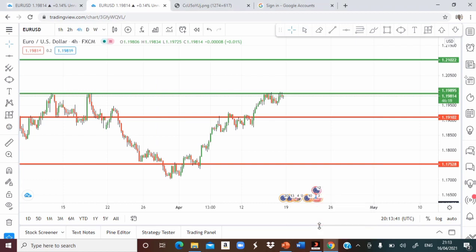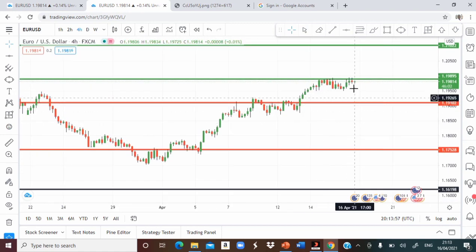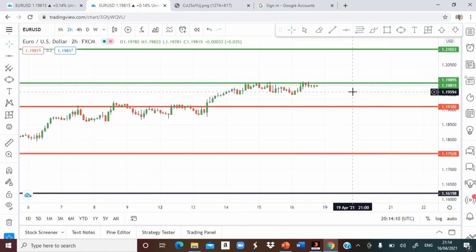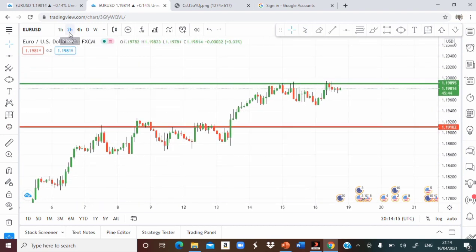Remember when I was talking about candlestick formations? I told you the importance of seeing those candlesticks on a zone. If you see these candlesticks on this zone, it is an indication that price may likely turn from here. It doesn't matter the time frame you're using, but whichever time frame you are using, the best thing is to come back to maybe 1 hour or 2 hours, a lower time frame.